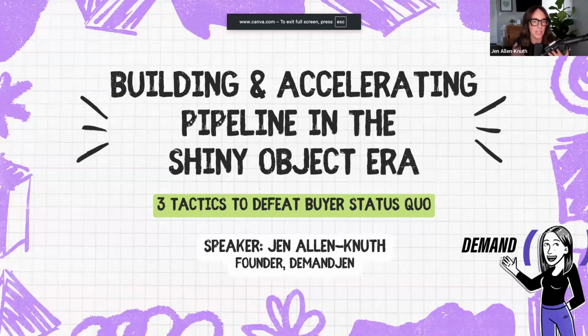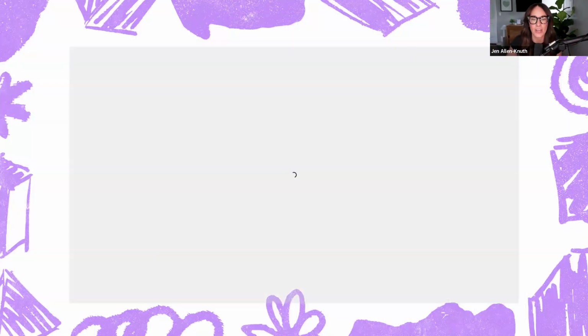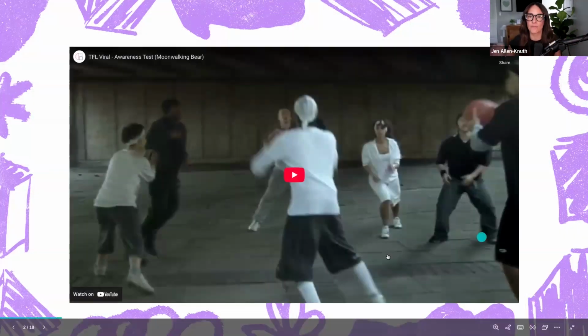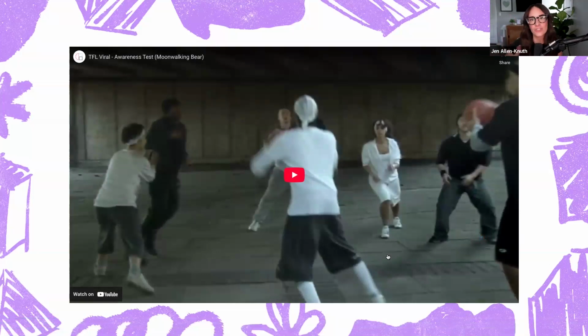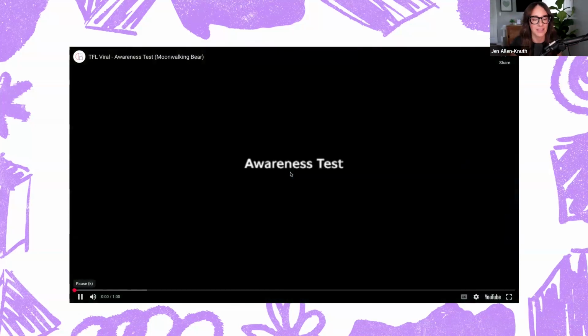So we're obviously talking about how to build and accelerate pipeline in the shiny object era. The 3 tactics that I'm going to introduce are intended to defeat buyer status quo. Now, some of you will know what buyer status quo is, some of you may not. So in order to make sure we're all operating on the same page, here's how I'm going to explain it. I'm going to show you a video. It's a very quick video, and it's going to ask you one question. All I need you to do, and you can do this in the chat if you want, make it fun, is the second you think you know the answer to this question, I want you to drop it in the chat. So let's go. Take it away.